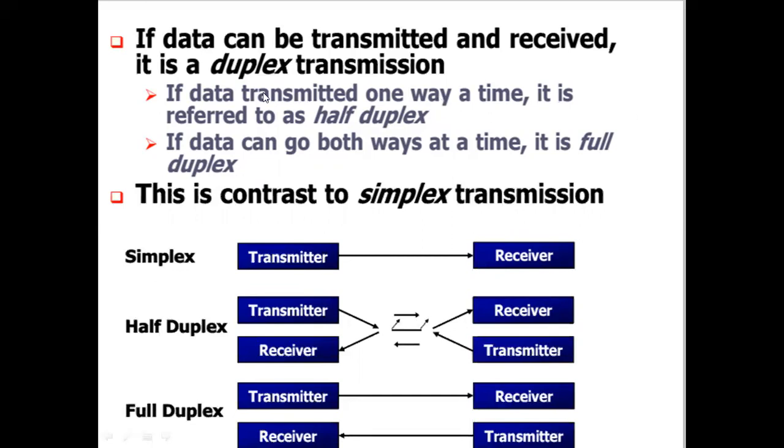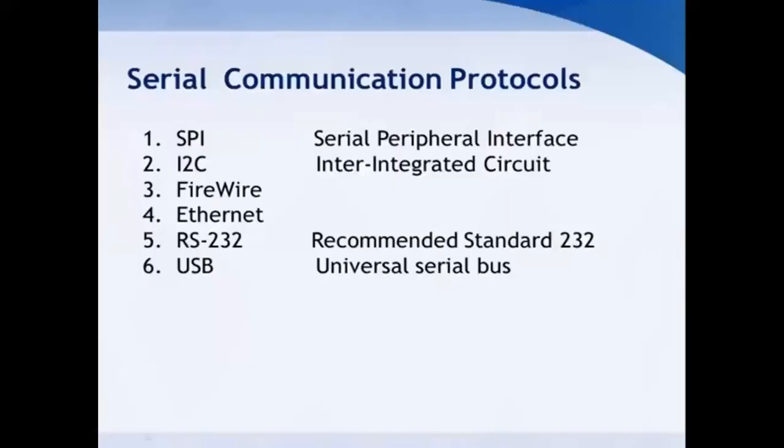Half duplex means only one way at a time. It can transmit the data or it can receive the data, like a walkie-talkie. The traffic police use walkie-talkies. That comes under half duplex. Full duplex means data can go both ways at a time, like mobile phones. Data is transmitted in parallel, so both persons can speak to each other. That comes under full duplex communication.